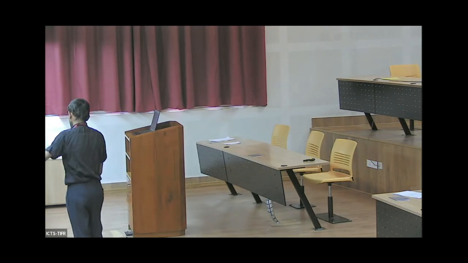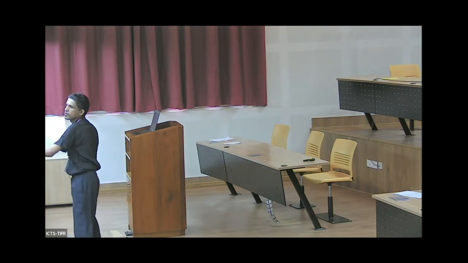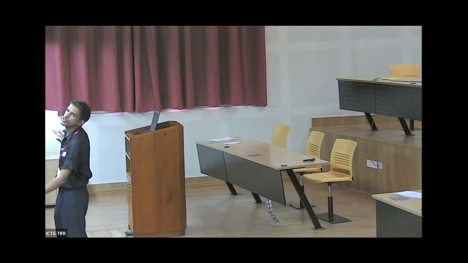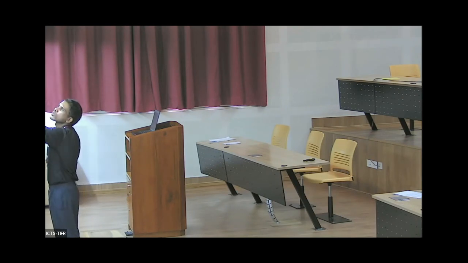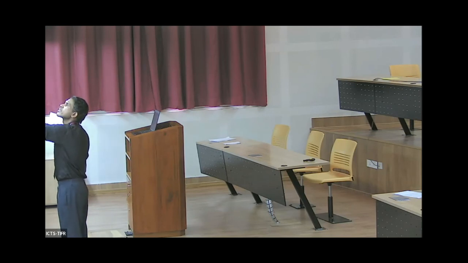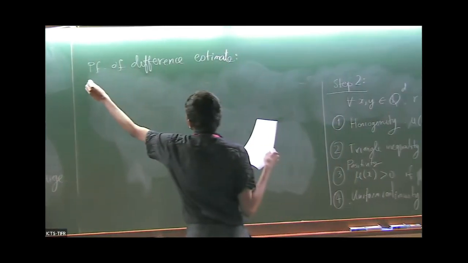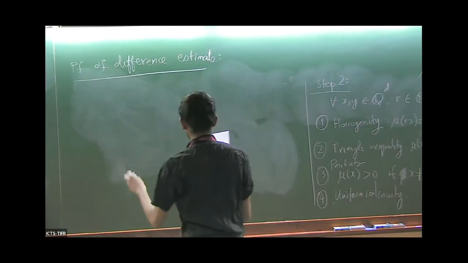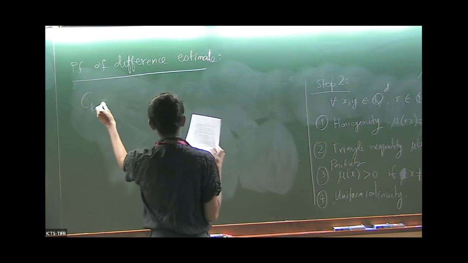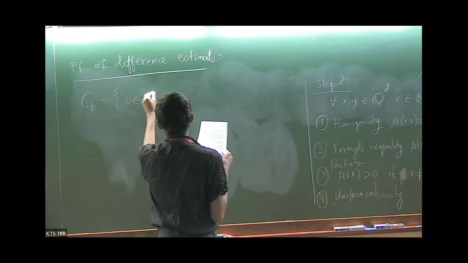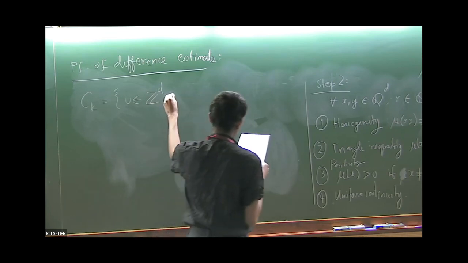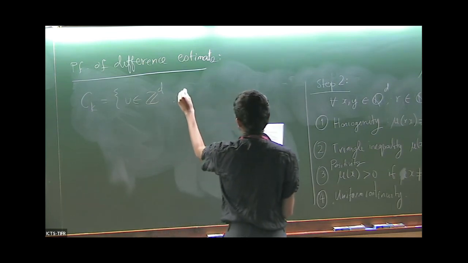The net here is the following. Proof of the difference estimate. So let us define C_k, d of d, is that norm of z.